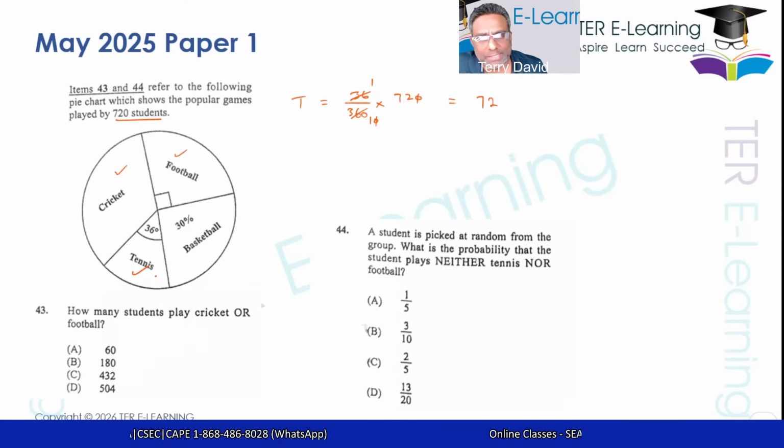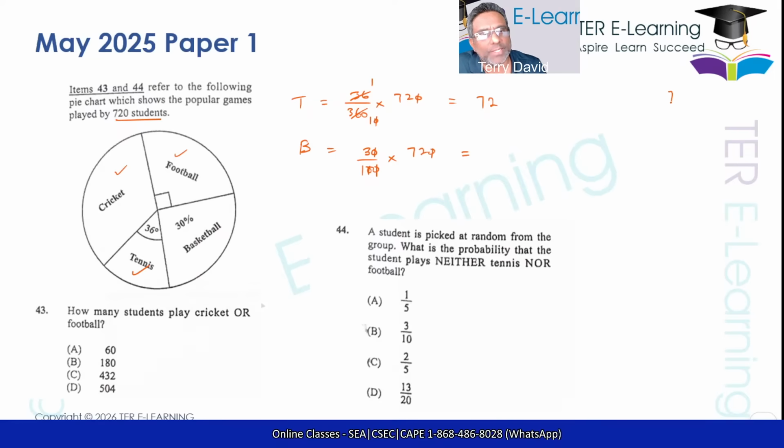All right, I worked out tennis. I need to work out basketball. Basketball is 30%. So that's 30 over 100 multiplied by 720. So this 0 will cancel with this. This will cancel with this. So that's 72 by 3. So that's 72 multiplied by 3. So 2 3s are 6, 7 3s are 21. So this is 216 here. So what I just worked out there would have been tennis and basketball. Now let's add up these two here.